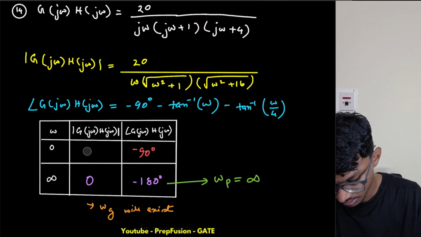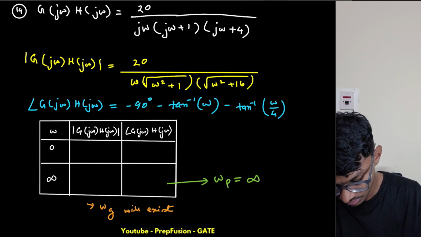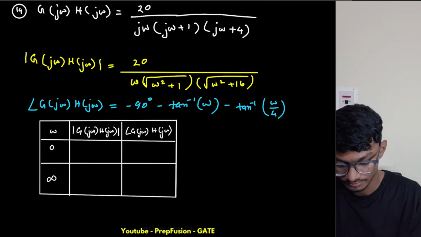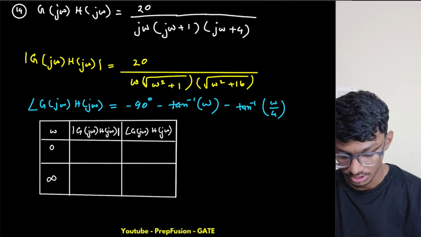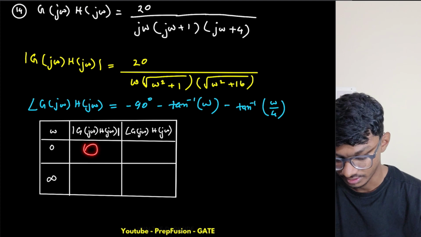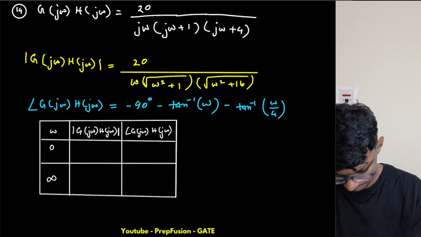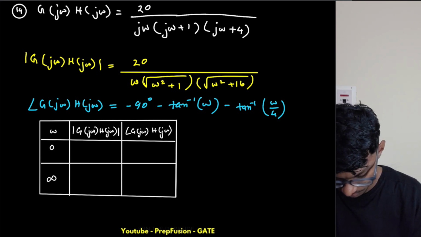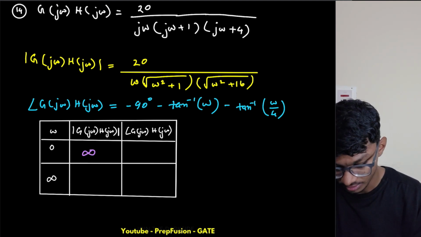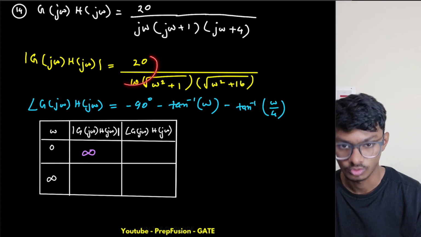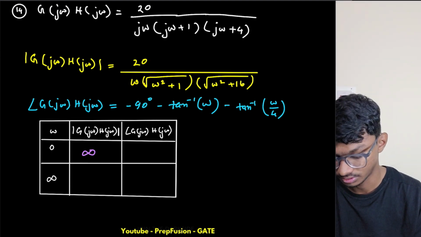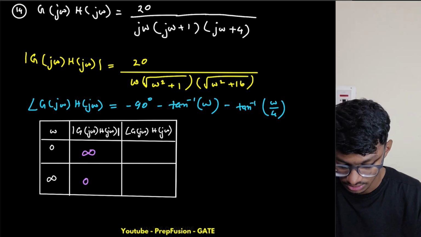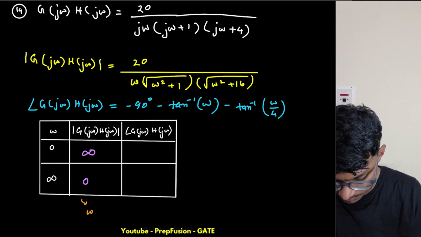Now let's write the values of angle and magnitude. The magnitude condition is simple. If I put omega going to 0, it is infinity. And if I put omega tending to infinity, the magnitude will go to 0. So obviously I will have a gain crossover frequency. From here I can definitely say the gain crossover frequency will exist.